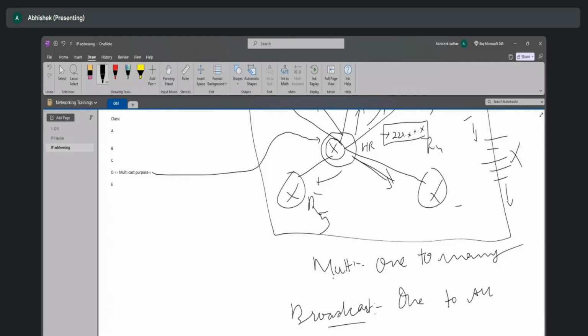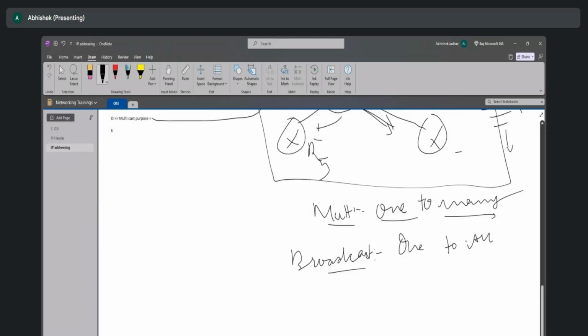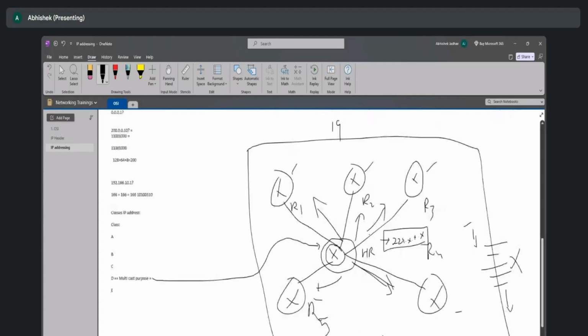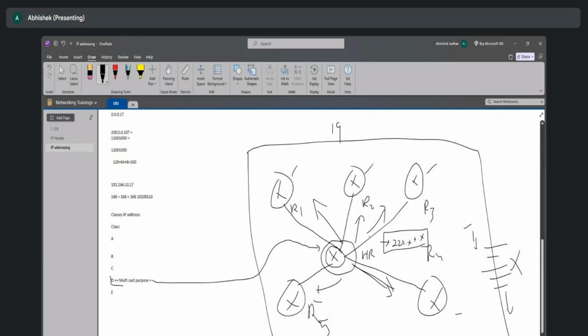So in multicast, we give one to many. One to many in the sense that from all, we are selecting a few, and that few is called many. So let's say you have 1,000 departments. Among those 1,000 departments, I want to send email to only 500 users. So what will you do? You will do multicast. What if you want to send it to everyone? You will give a broadcast. Simple. So that's the main core benefit of class D, right?